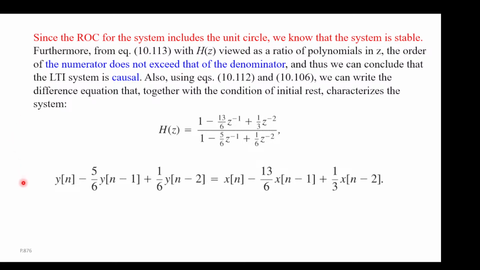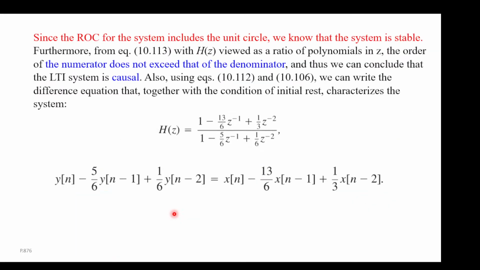And from this system function here, we can also write the corresponding difference equation. We just know that those correspond to x and those correspond to y. So this 1 gives you x, and minus 13/6 gives you minus 13/6, and z to the minus 1 gives you a delay of 1, and 1/3, and minus 2. And similarly, those are the coefficients of y. So 1 gives you 1, and then minus 5/6 here, and then delay 1, and 1/6, and then delay 2.